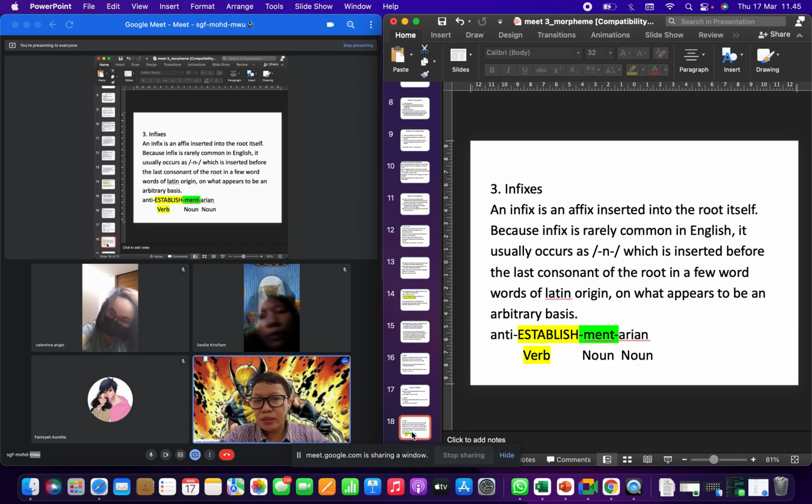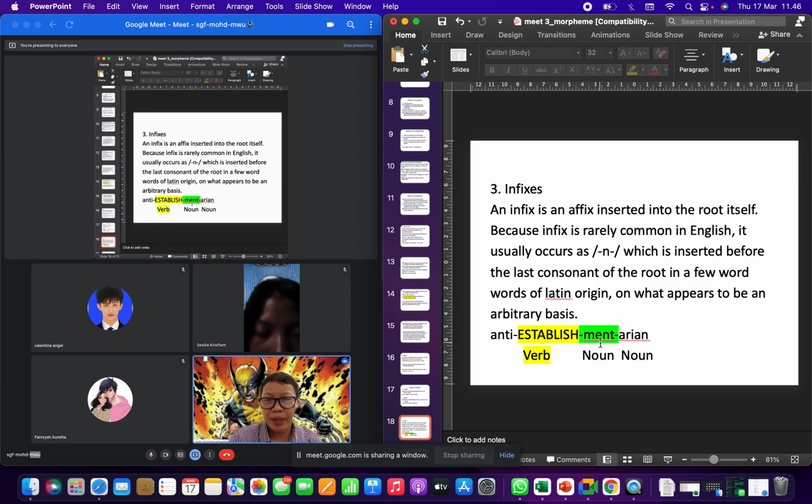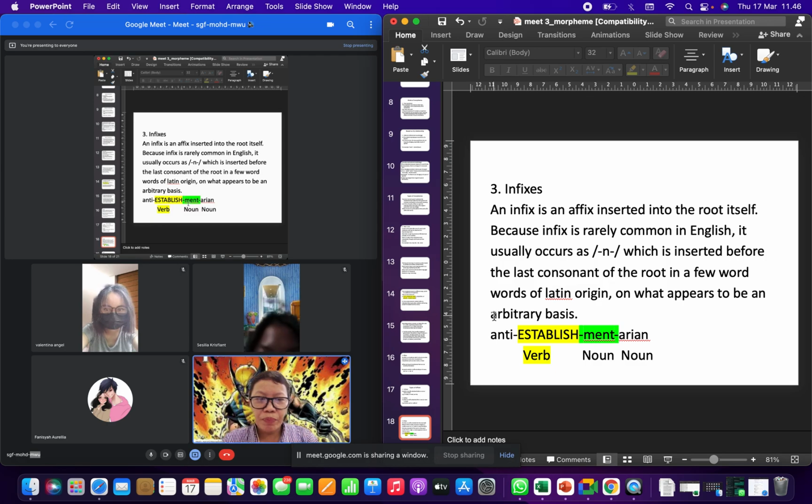The root is established, and the first process I put here is with the green highlighted word. The first is established and the root is a verb. When I put the suffix ment, it becomes a noun, so it becomes establishment. So we understand that the suffix ment is the characteristic of the noun. And then I put the prefix anti, and it becomes anti-establishment.